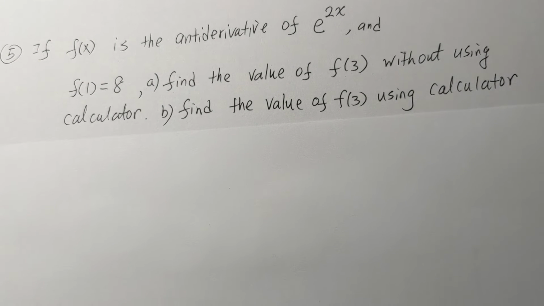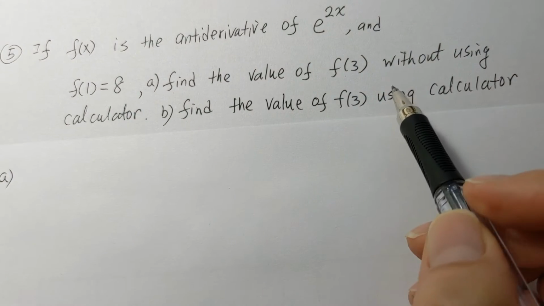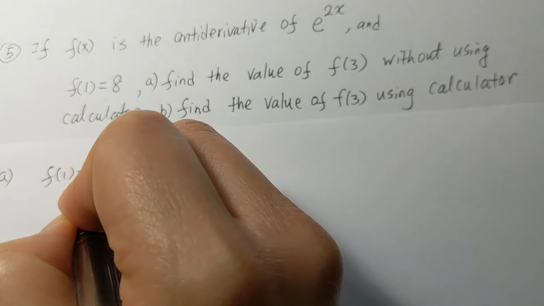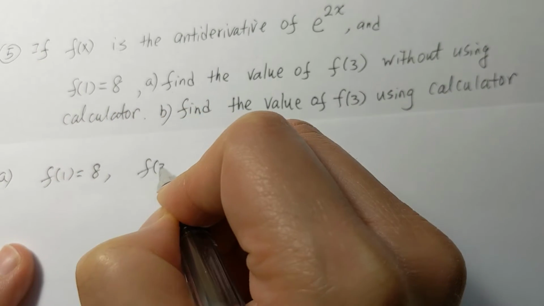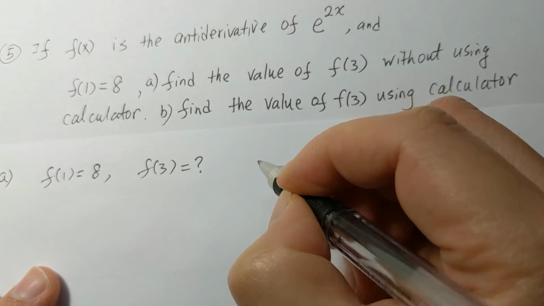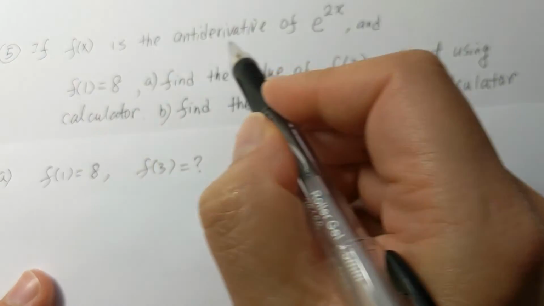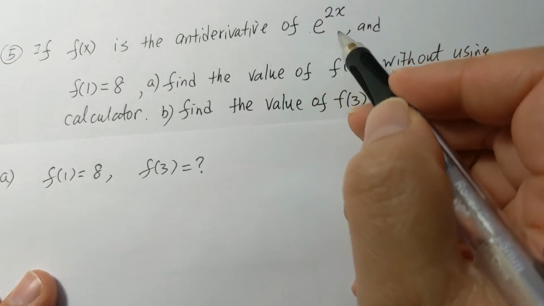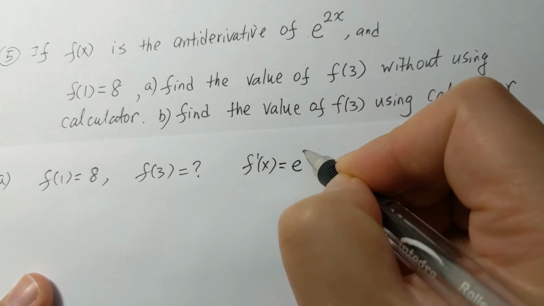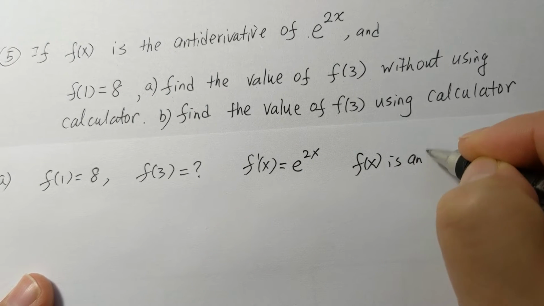So now let's take a look at part A. We are going to do it without a calculator. So we get f of 1 equal to 8. f of 3 equal what? The antiderivative is going to be f of x. So that means this is going to be the f prime of x, and f of x is the antiderivative.